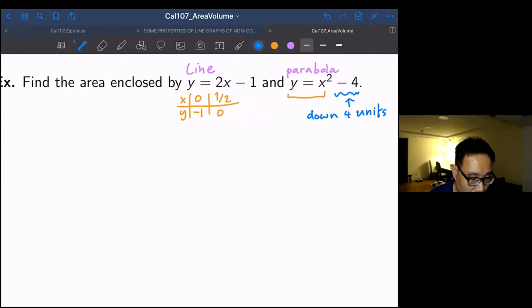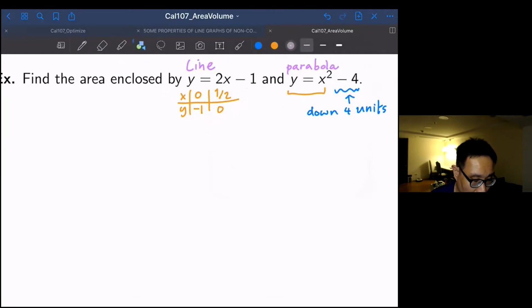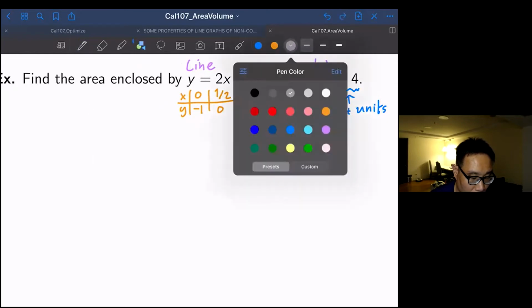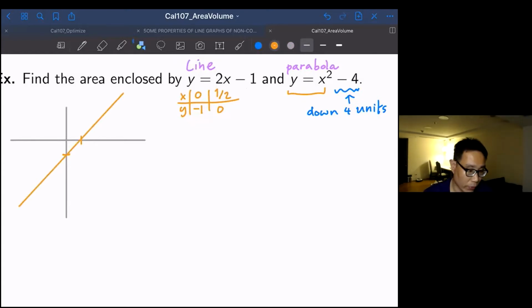So in this one, you're gonna have the parabola y equals x squared minus 4. And you have y equals 2x minus 1. So x equals 0, y equals negative 1, and y equals 0, x equals 1/2. This one will give you the line y equals 2x minus 1. And the next one will be your parabola.